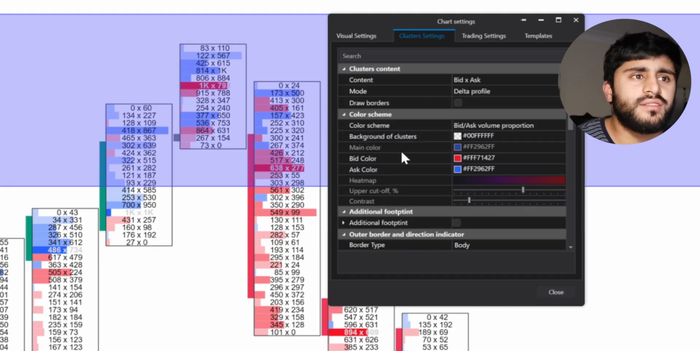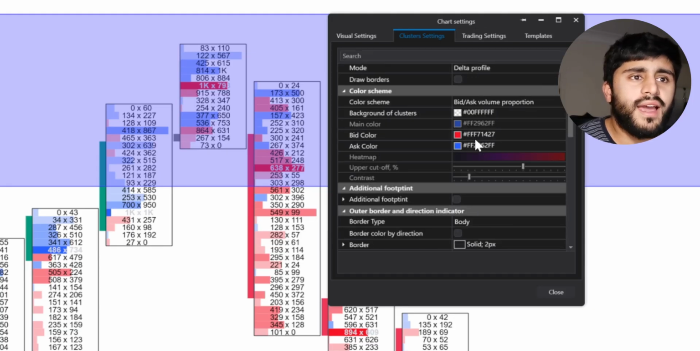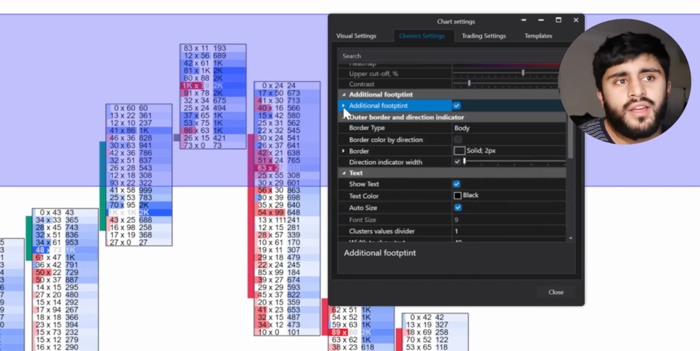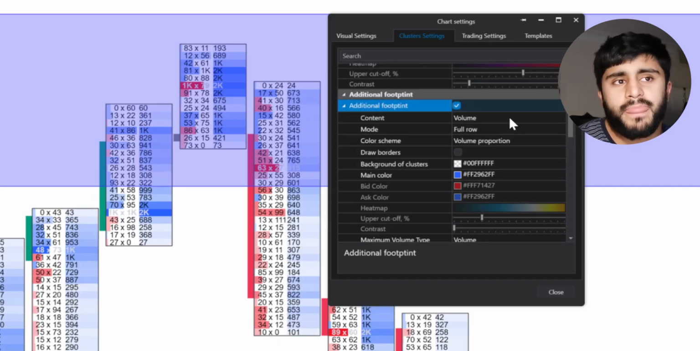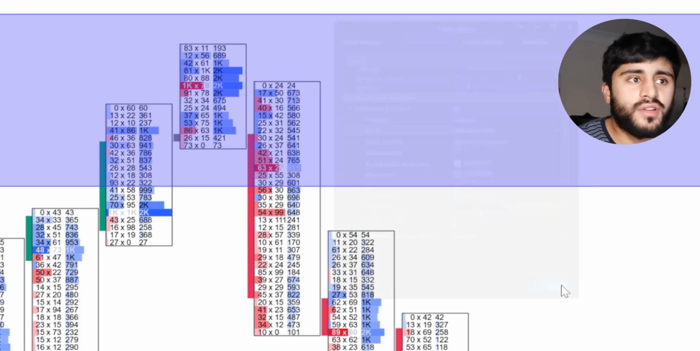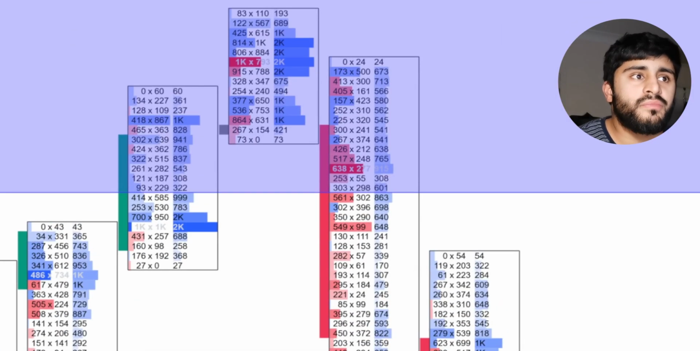So if we go to the cluster settings, we go down and we add additional footprint. Let's go to the additional footprint and see what settings we have. Volume comes up as the first one, and we want to be looking at the volume profile. So what do we mean by volume, and what do we mean by volume profile? Well, it's very interesting to break this down.